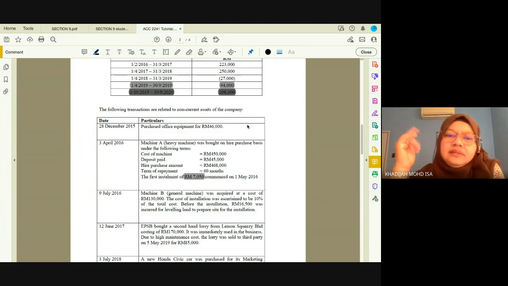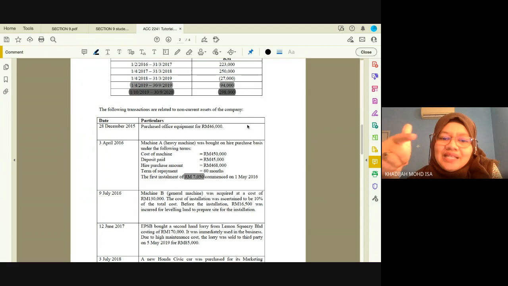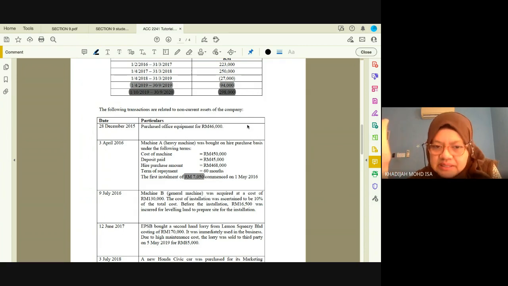Yes. Remember that your qualifying expenditure under hire purchase has two portions: one is the deposit portion, the second is your installment payment times the number of months you pay in the first year. Right, so the total will be your QE. In this case, it should be 119,250.